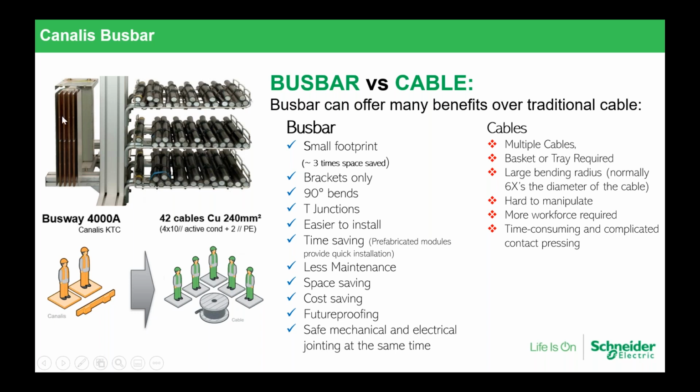And this is the bus bar trunking Canalis KTC. So it's KT offered with copper, and could also be KTA, which is aluminium. But just see the difference in terms of dimension, in terms of the people needed, and in terms of installation time, which is the main advantage that you have.